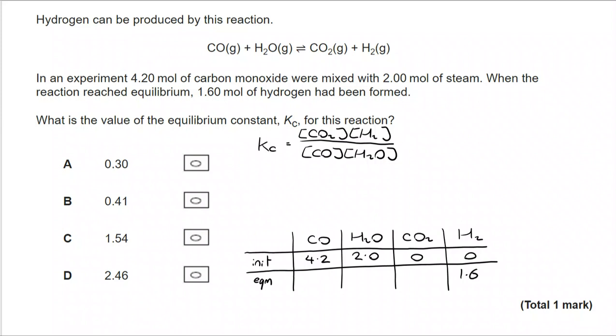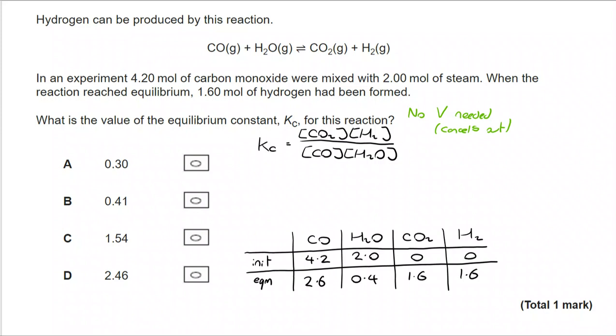I'm now going to use my mole ratios to work out the rest. For every mole of H2 that I make, 1 mole of CO2. If I made 1.6, I made 1.6. I also know, because this is a 1 to 1 to 1 to 1 ratio, to make 1.6 moles of CO2, I've used 1.6 moles of CO, so it's gone down to 2.6. To make 1.6 moles of CO2, I've used 1.6 moles of H2O. That gives me 0.4.